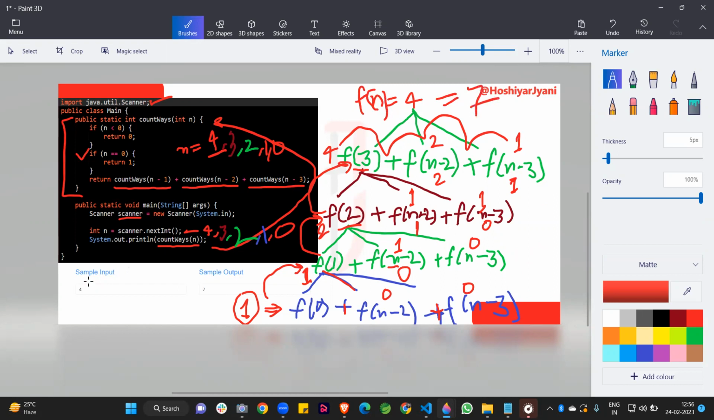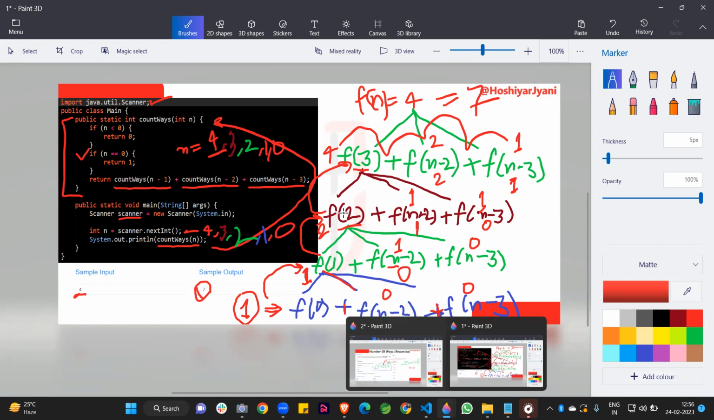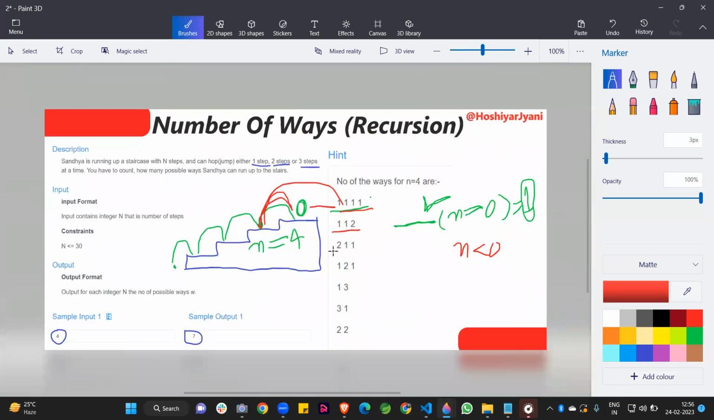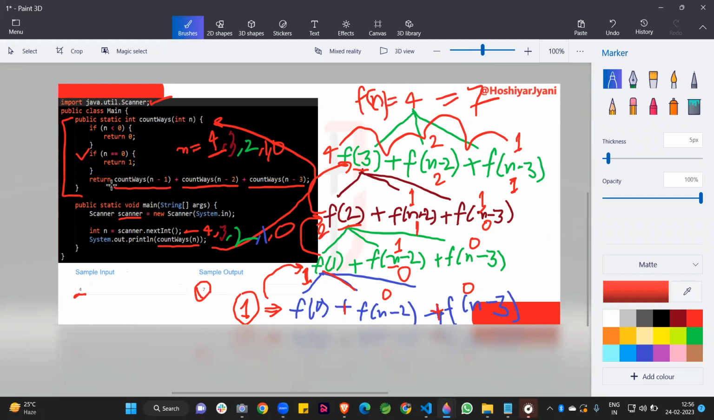Okay guys, so that's why if our number of stairs is 4, then our number of ways is 7. That's why I am writing 7 here, and I explained that there are 7 ways: 111, 112, 211, 121, 13, 31 and 22, like these. This is, guys, our recursive calls. So I hope you understand the whole code, how it works. So this is our whole code. We return the count based on n minus 1, n minus 2, n minus 3. So this type of tree is created after the recursive call.